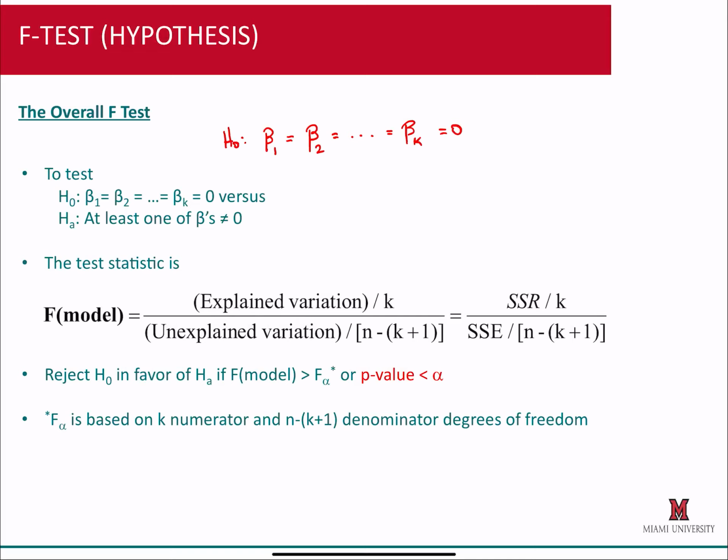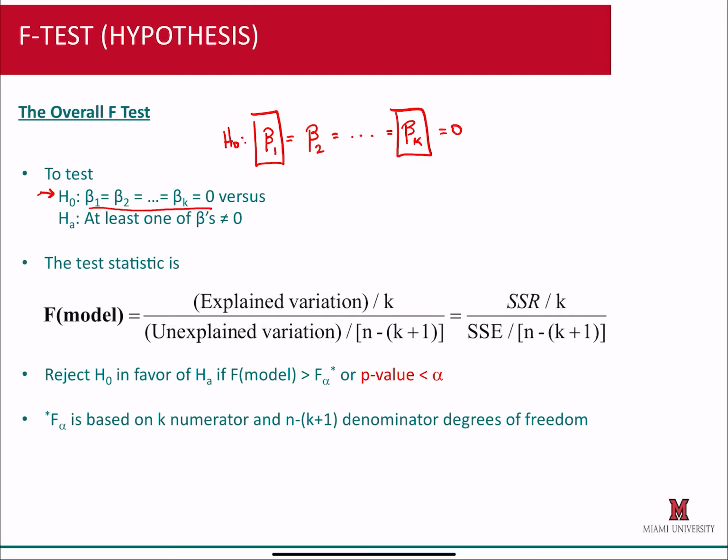At least one. It might be that beta 1 is actually different than zero, or it might be that beta 1 and beta k are actually both different than zero, meaning that those two predictors are good predictors. But the test is set up that way. Again, the null hypothesis is none of the predictors have a slope that is different than zero. All of them are not good, in other words. Versus the alternative, at least one of the slopes is different than zero, meaning that that predictor is good.